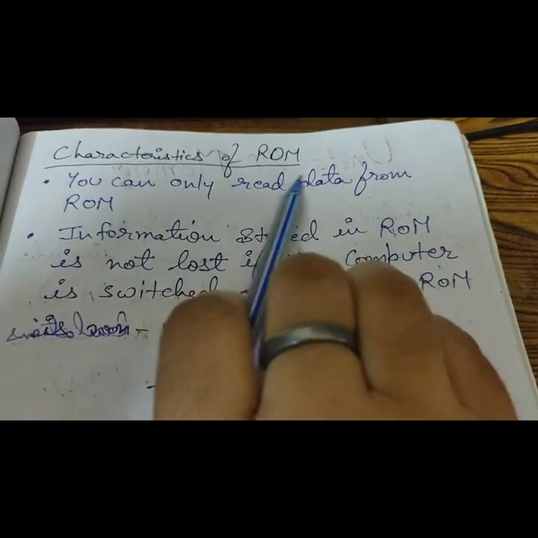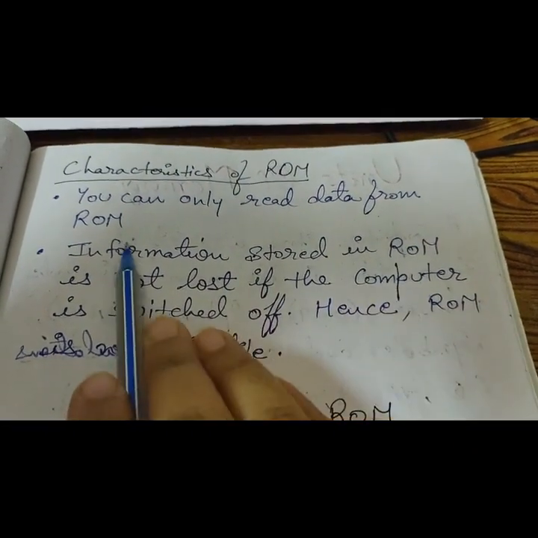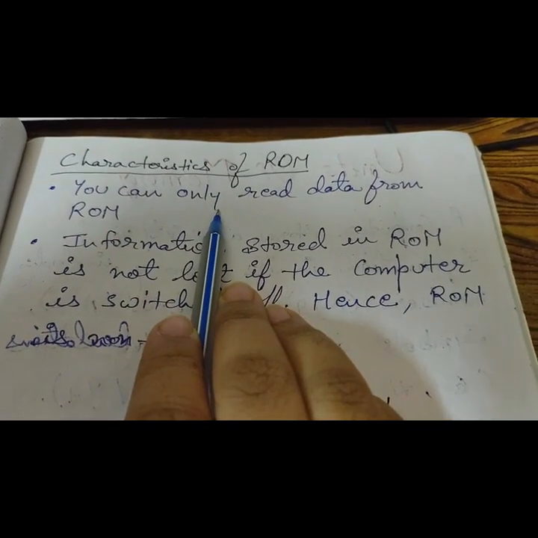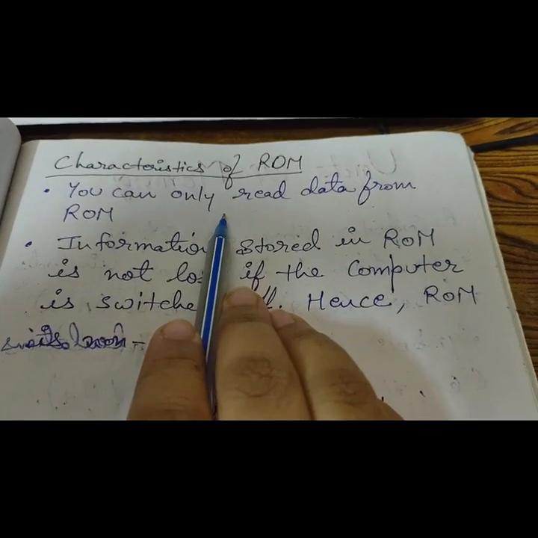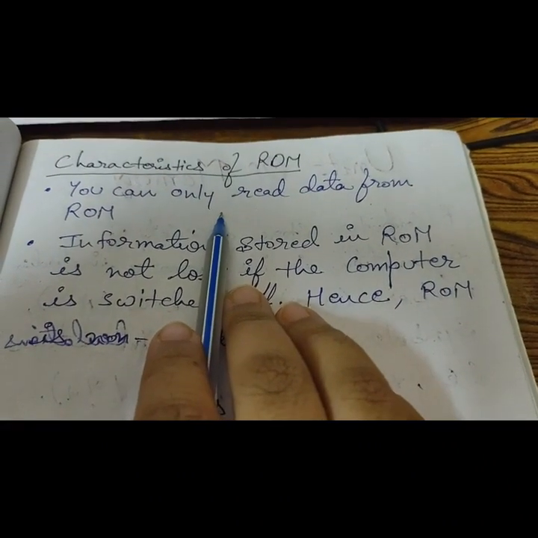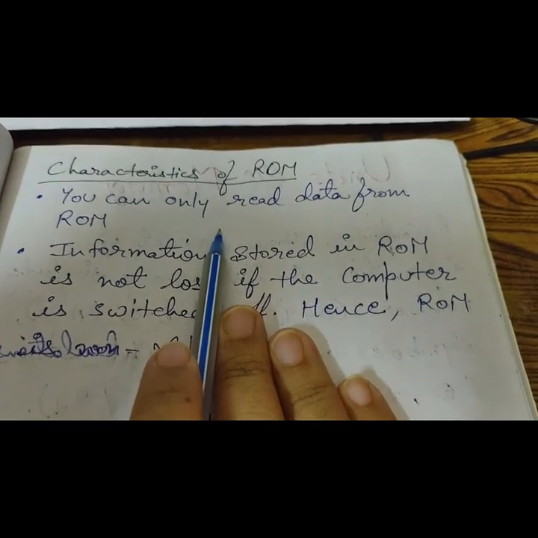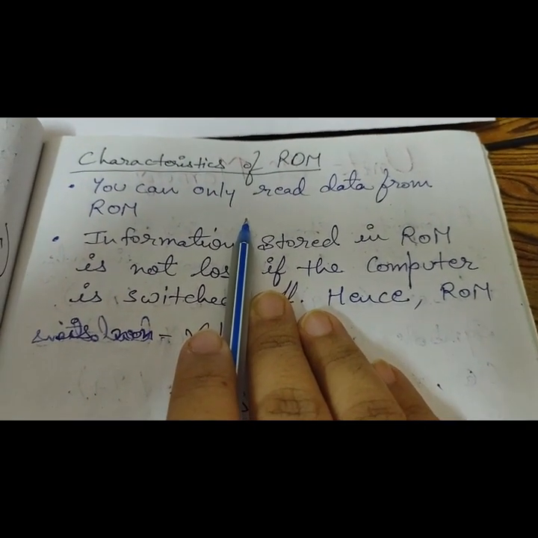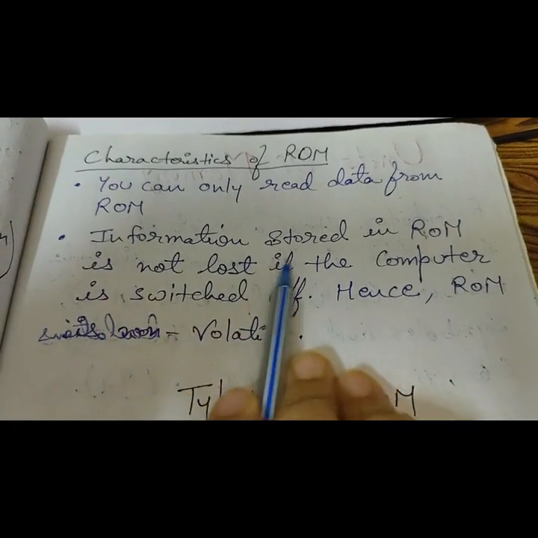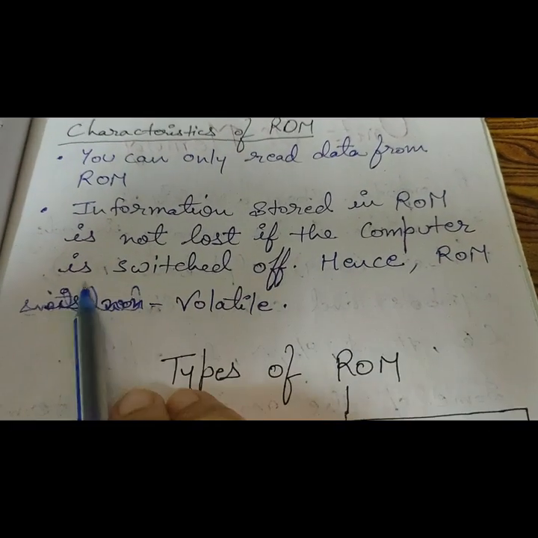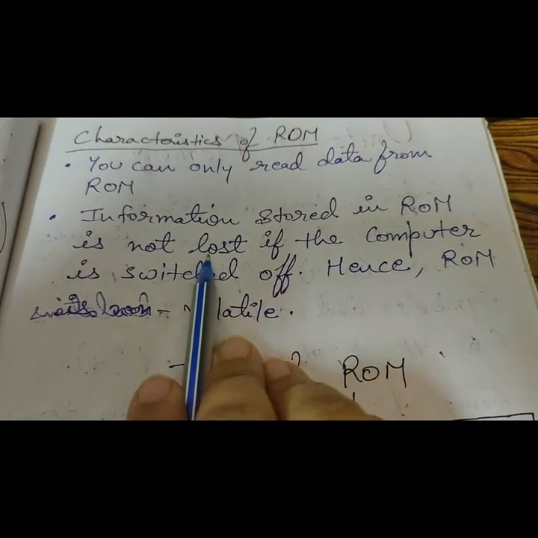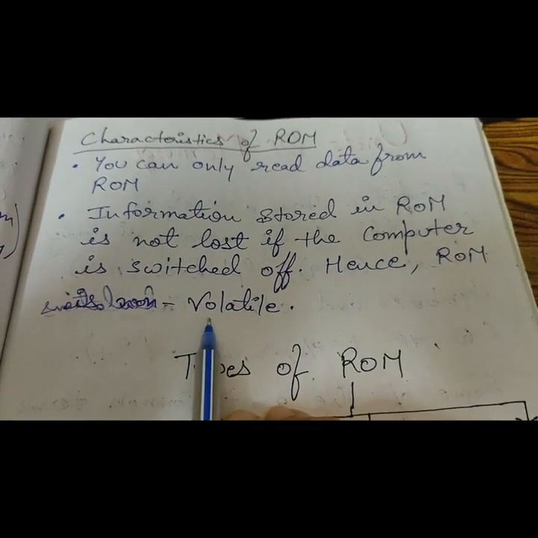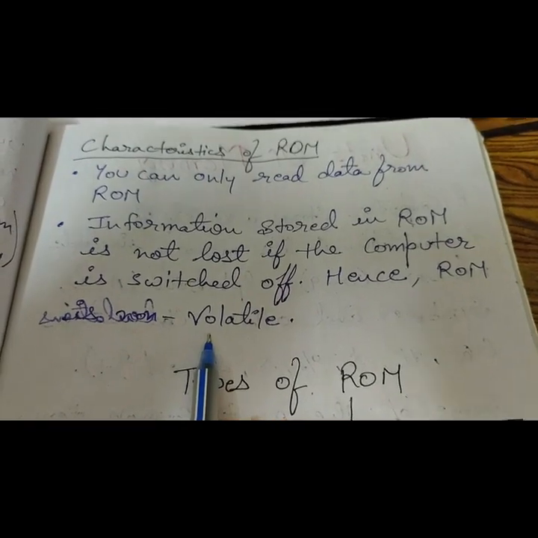Let's come to the characteristics of ROM. You can only read data from ROM. We cannot write or edit our data in ROM because, as I told you, an example is the booting process. The information in the booting process is predefined on your system, which controls all the data of your system. Information stored in ROM is not lost if the computer is switched off. As I told you before, this point is repeated in the characteristics. Hence, ROM is non-volatile in nature.